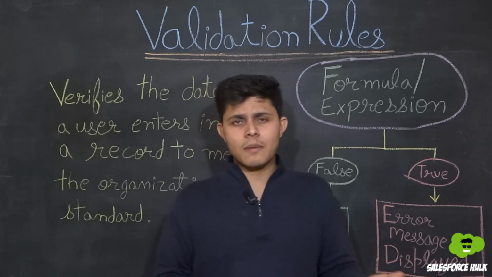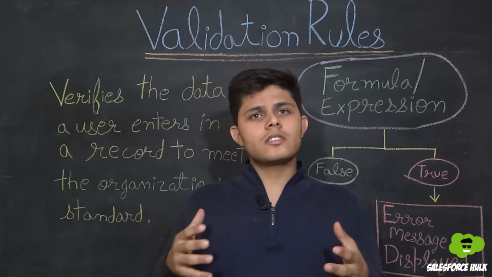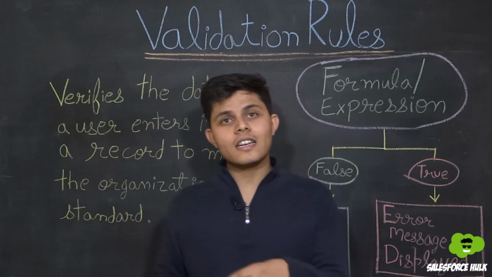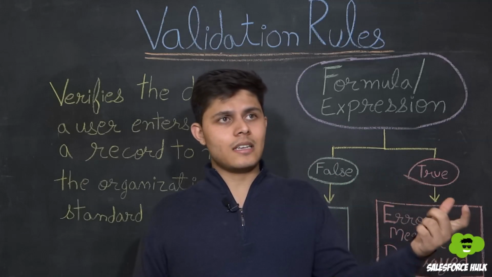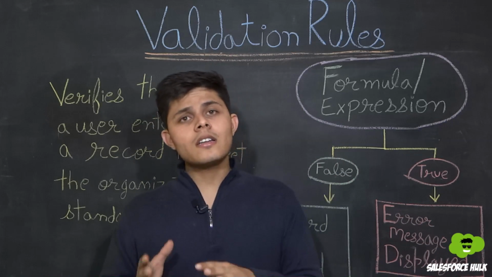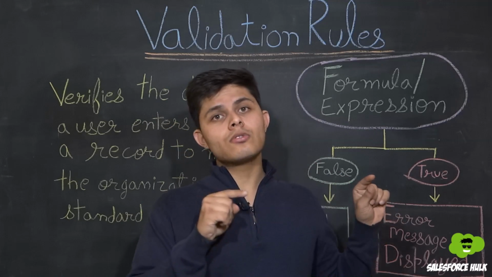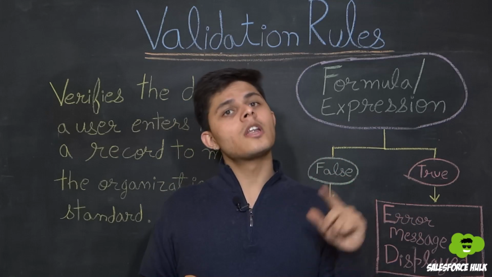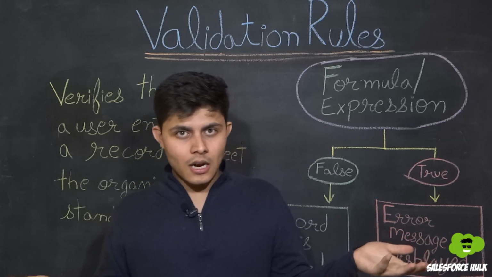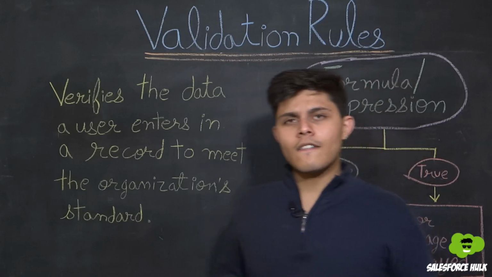Okay, let me take another example. Imagine your user is creating a lead record or editing an existing lead record and entering an email address in the email field. What you want is that whenever email is entered into the lead record, there should be a phone number also. Otherwise, email should not be entered. Yeah, there can be a situation like that. So in that situation also, you'll create validation rules.